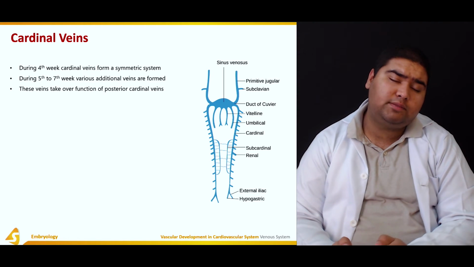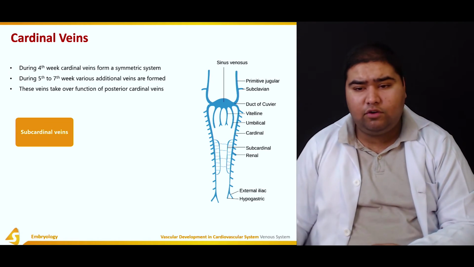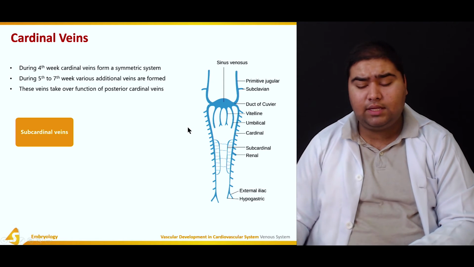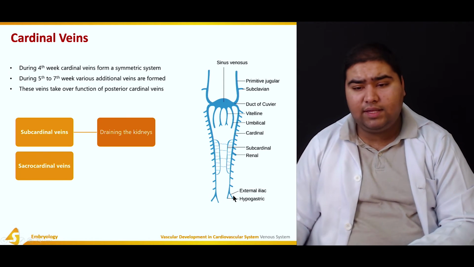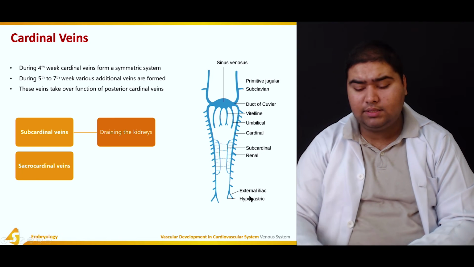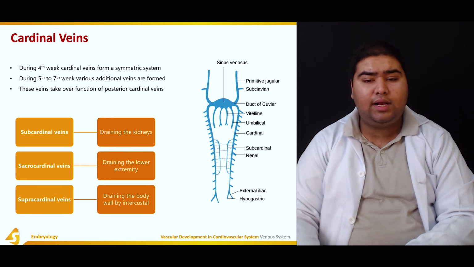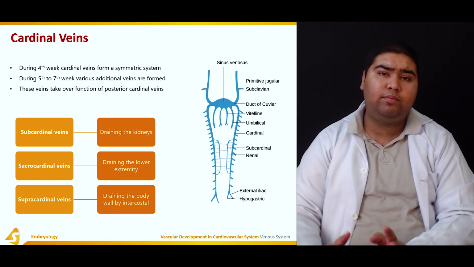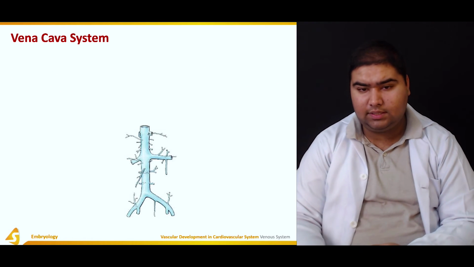in every specific region. So the subcardinal veins are formed. These are the subcardinal veins. They are responsible for draining the kidneys. The sacrocardinal veins, these are the sacrocardinal veins, are responsible for draining the lower extremities. And the supracardinal veins drain the body wall with the help of the intercostal veins.